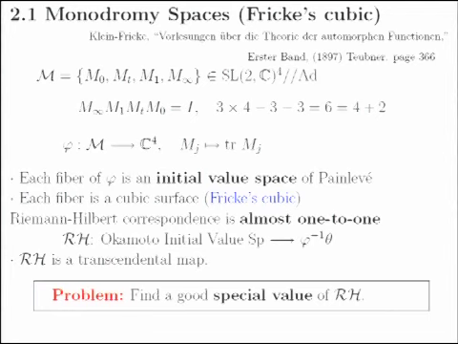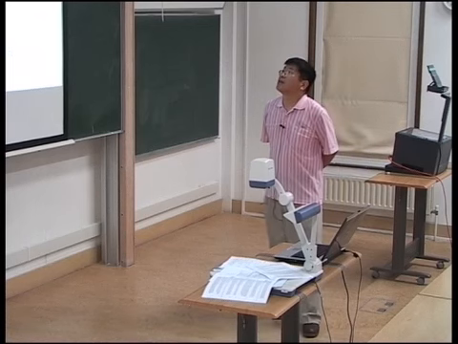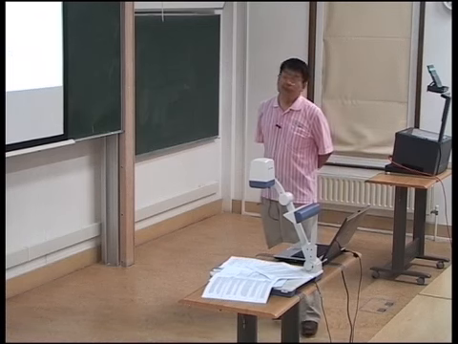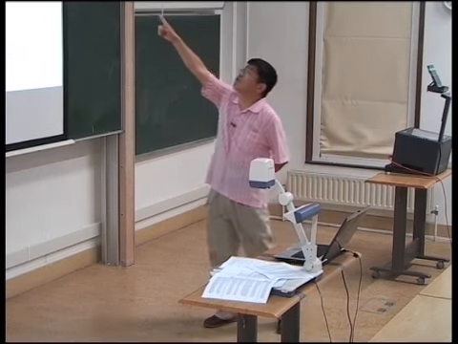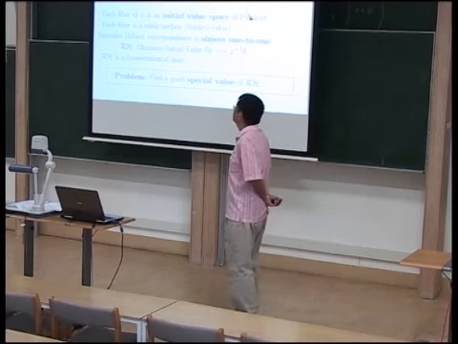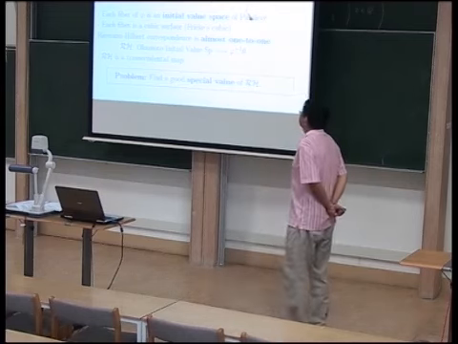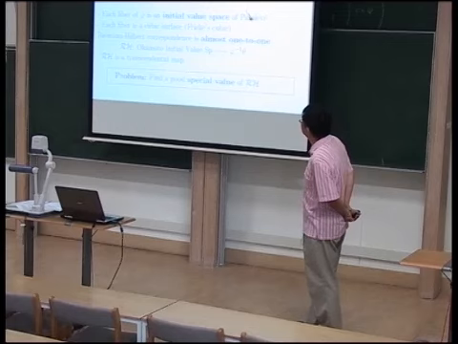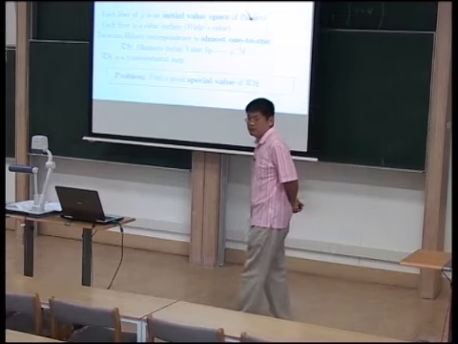Take four SL2 matrices. Then the number of parameters is 6, and 6 is 4 plus 2. 4 is the number of the parameters in C^4. There is a fibration from this monodromy space to C^4, sending M_J to trace M_J. Each fiber is a 2-dimensional space, and this is essentially equivalent to the initial value space of Painlevé 6.